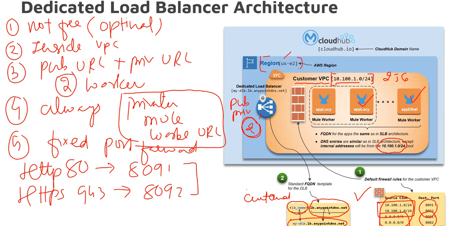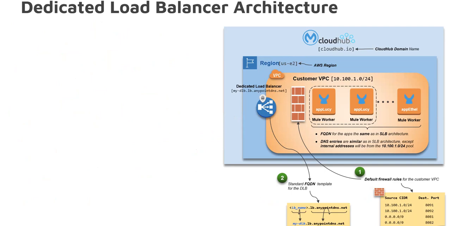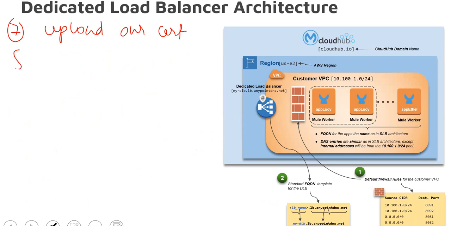Point number 7, we can go ahead and upload our certificates. Since this is dedicated to us, there will be high throughput on this side. There is no rate limit. This is completely dedicated for us.